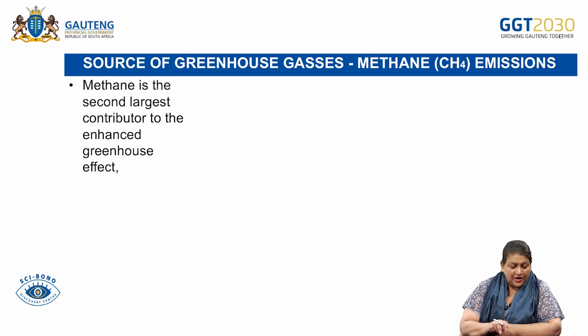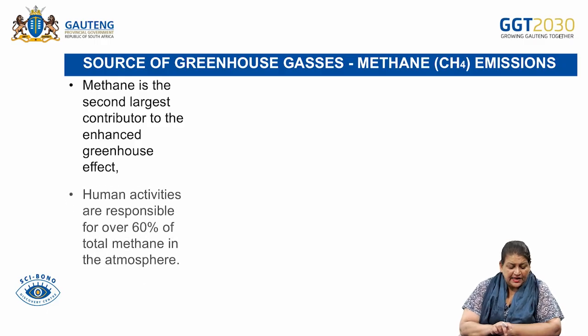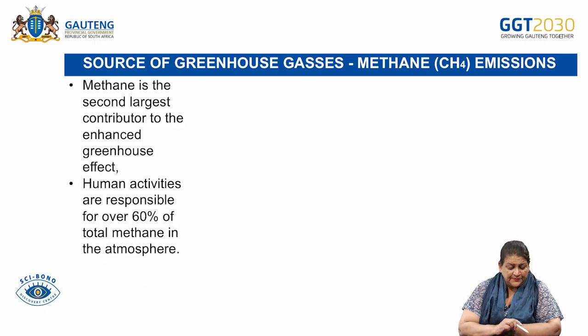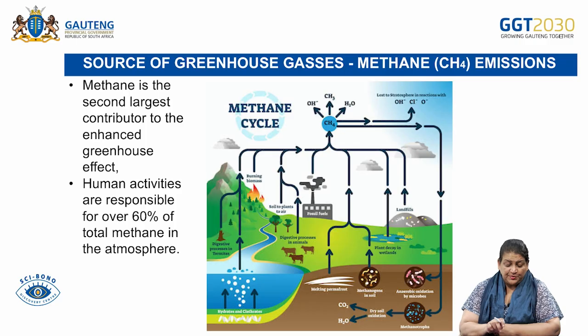and that's going to cause global warming and the melting of the polar caps. Okay, so methane is the second largest contributor of greenhouse gases, and humans are responsible for over 60% of the total methane. Now, that's a lot of methane. We're supposed to have a small amount, but now too much methane is being produced into the atmosphere. And that's because of all the human activities here.